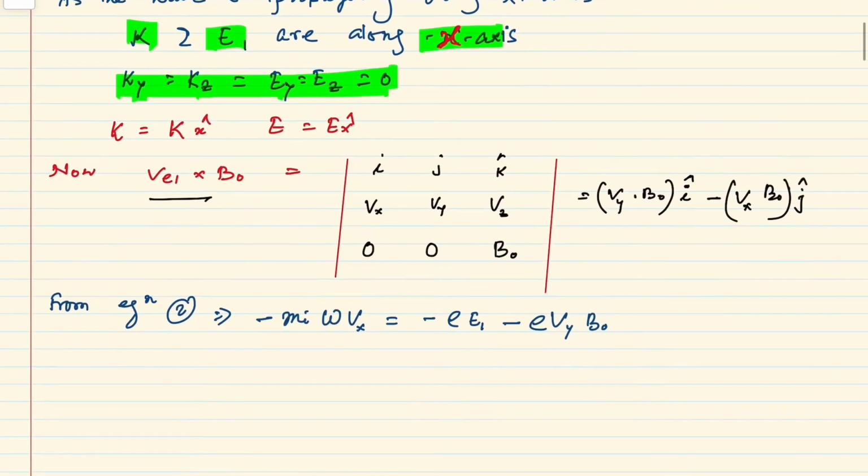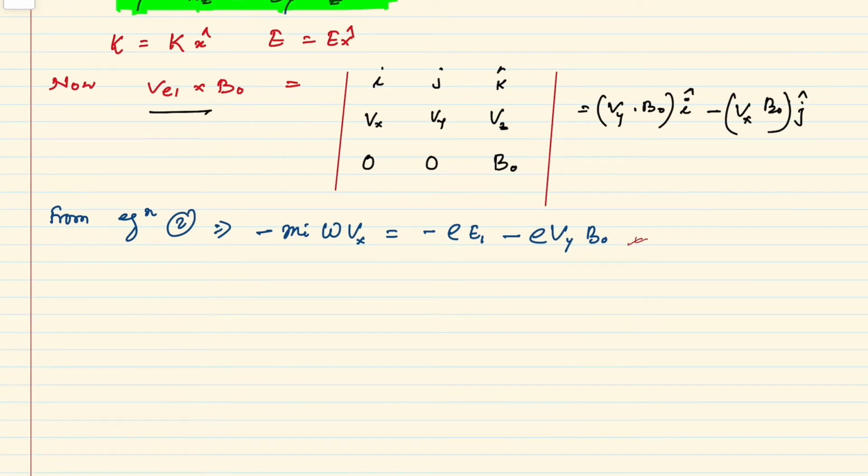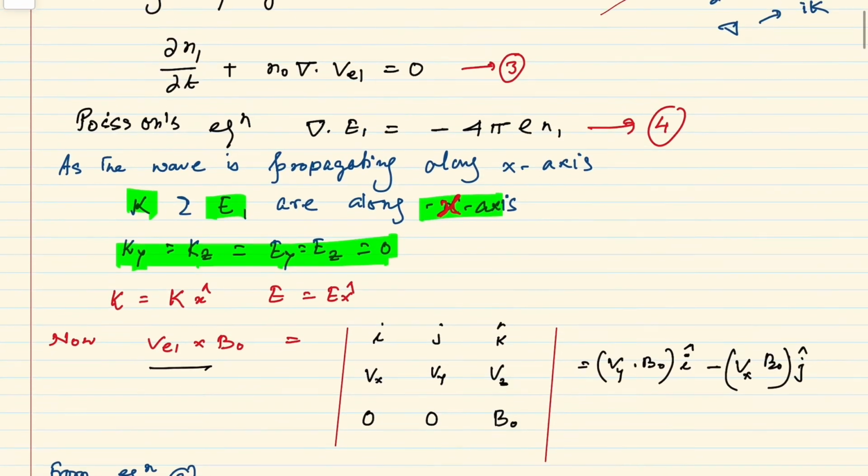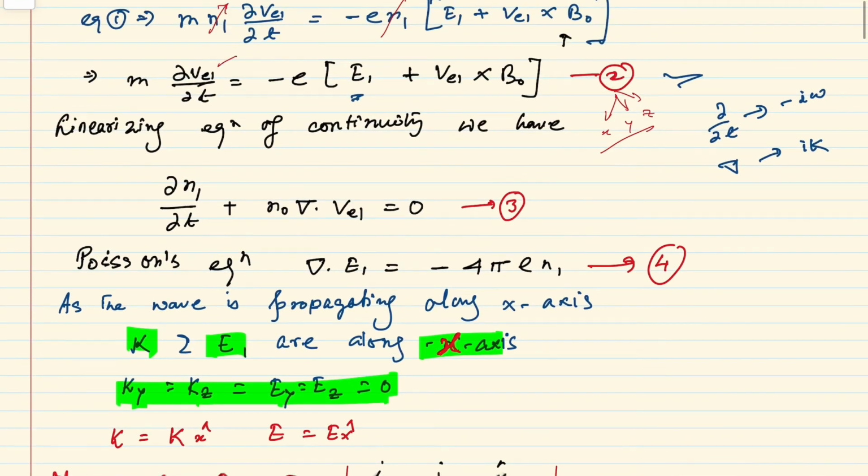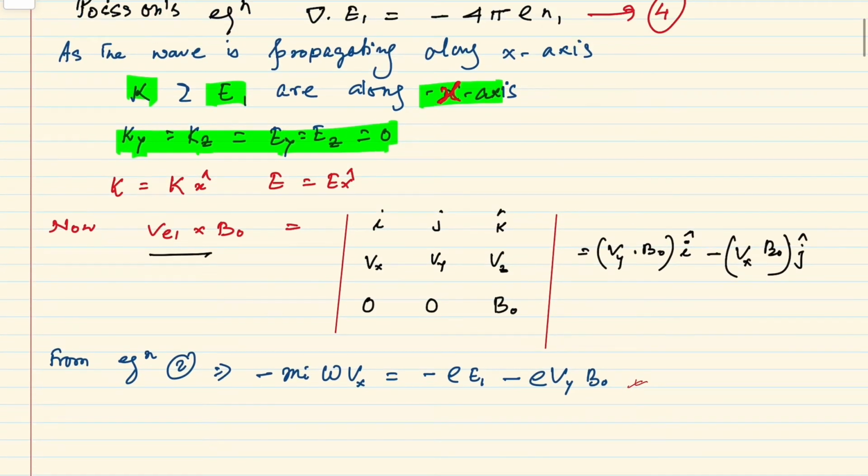So one is this one, this is for the x component. That's why instead of ve1 we have used Vx here, and the x component of V × B0 is this one, Vy B0. Here we have replaced ∂/∂t by -iω. And from the same equation we will have two other equations for the y and z components.